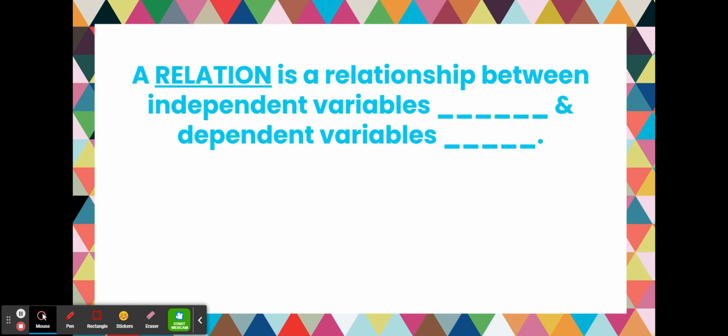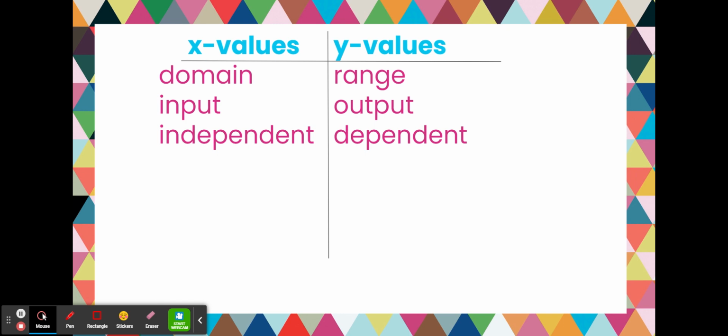All right, a relation is a relationship between an independent variable, which we refer to as our x, because that's what we input, and a dependent variable, which is our y, that is our output. Some other words that you hear for x values are the domain, which we learned about earlier this week. Input and independent. Y values are referred to as the range or the output or dependent.